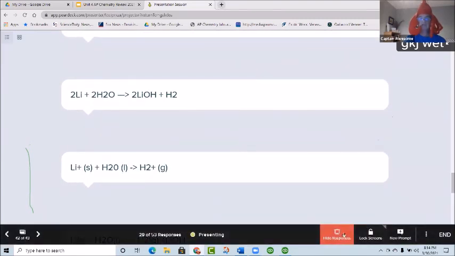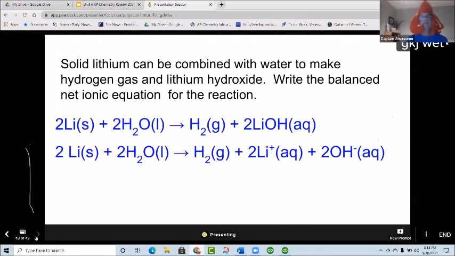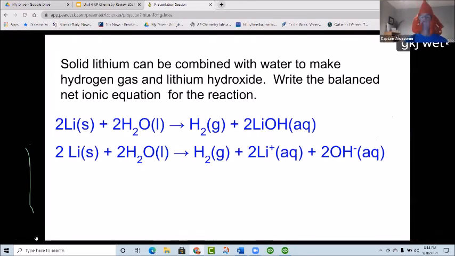All right, so y'all are a little bit of everywhere. So let's go over how you do this, right? When you write a net ionic, here's what you do. Write the balanced equation. So that's what I did. Lithium combines with water to make hydrogen gas and lithium hydroxide. And that's aqueous. I told y'all it was aqueous.